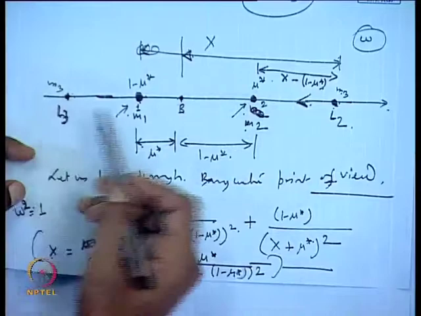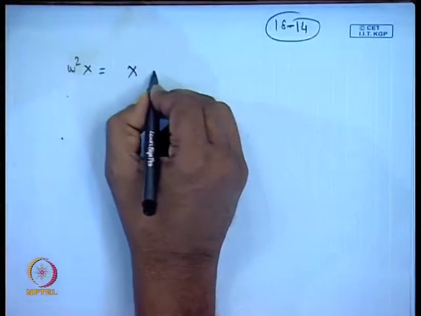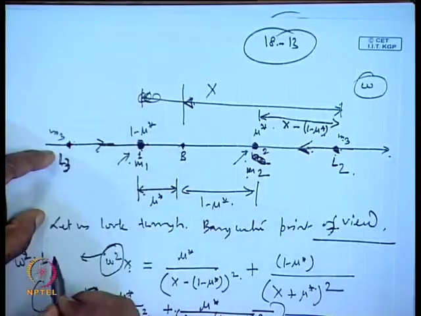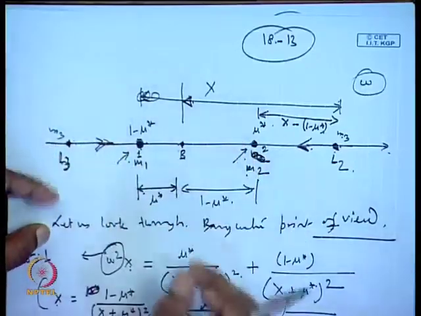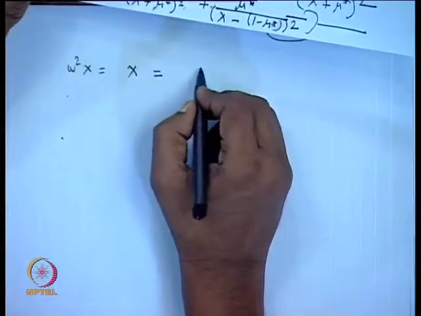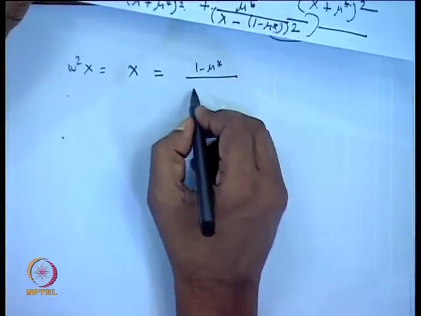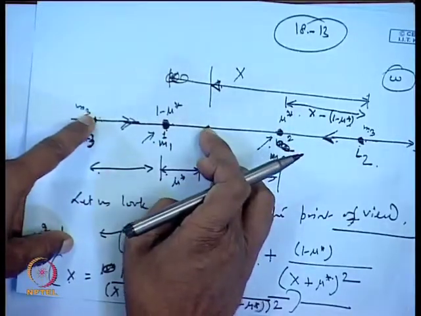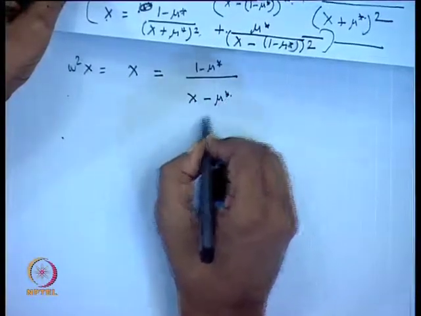So, if the point is lying here, the same thing can be written as omega square x equals x equals, now we look into this: this mass is pulling it in this direction and this mass is also pulling in this direction, and these two together provide the necessary centripetal acceleration. So, if we balance all these forces, what we get here is 1 minus mu star divided by, and the distance from here to here, if we write it as x, becomes x minus mu star.